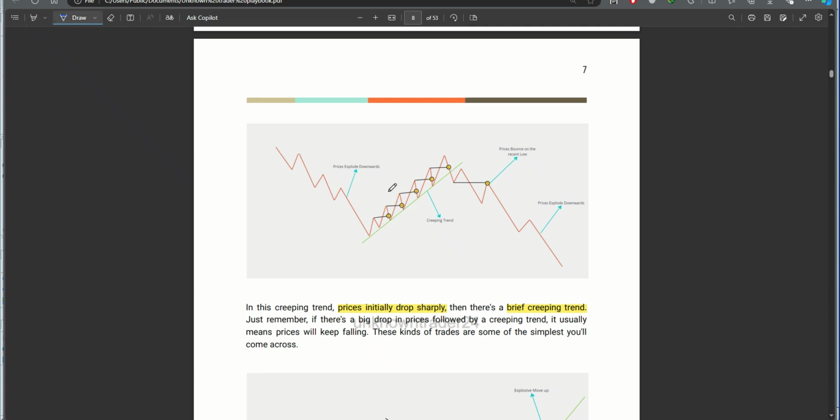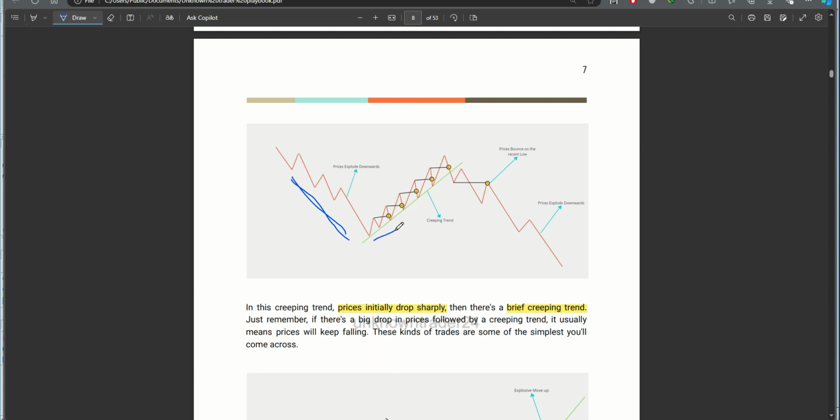However, there's something important to notice here. Something important to notice because it happened yesterday, and whenever these things happen, they are going to give you the easiest trade. Look at this. First step is they creep. Second step, they explode. That's the first step.